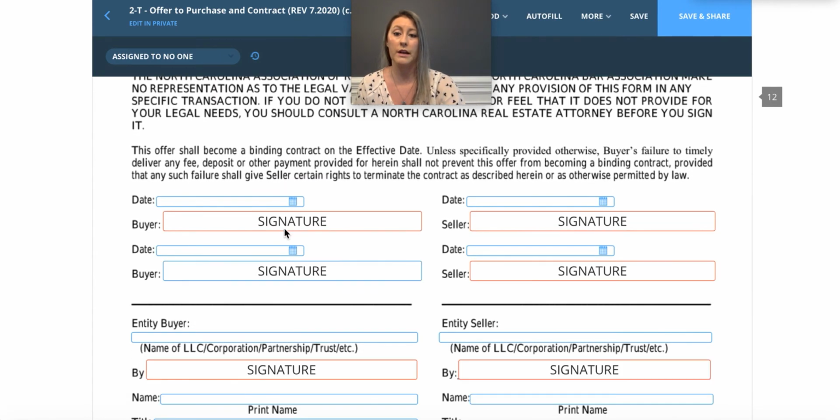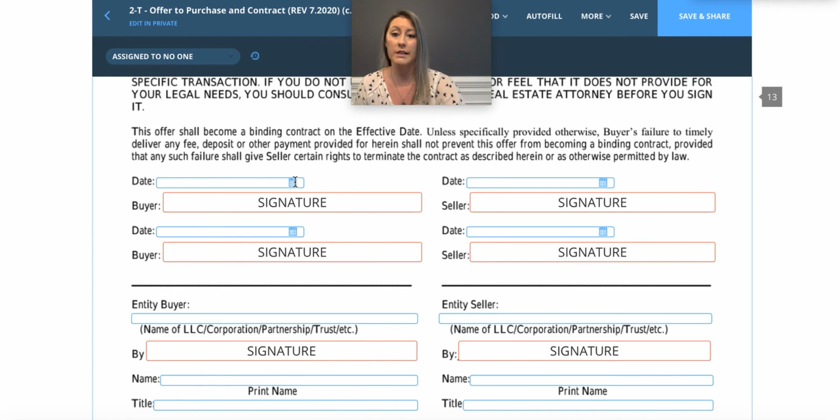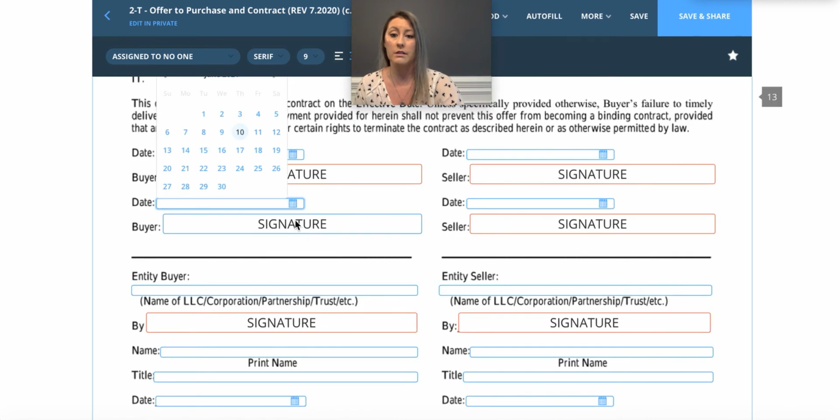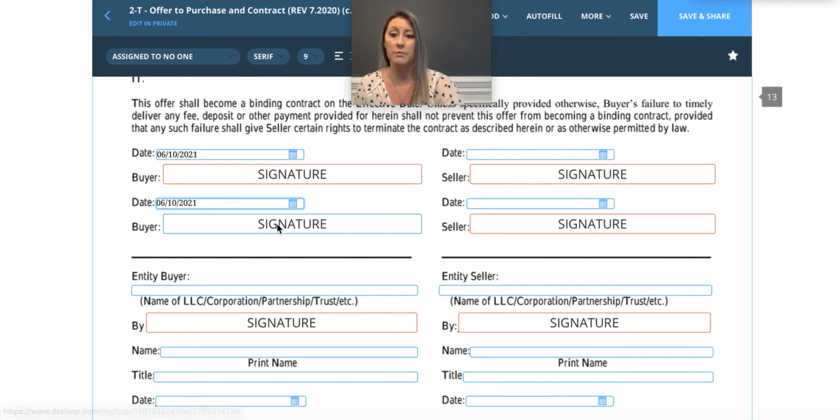All right, scrolling down. Again, this is where your client signs. This is them signing. So you're going to put the date, and they're going to sign there, and you're going to put the date. Put the date in always. This is the buyer side. This is the seller side. So you don't have to do anything with the seller side, but focus on the buyer side.